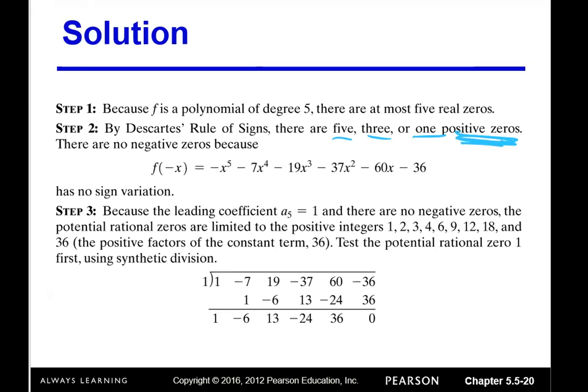Then they plugged in the negative zeros. Sorry, I probably should have done that in red, since I had highlighted it in red earlier. When they plug in the negative, it changes the signs, and it goes from negative to negative, negative to negative, negative to negative, negative to negative, negative to negative, 0. There is no sign variation whatsoever, so there are no negative zeros.